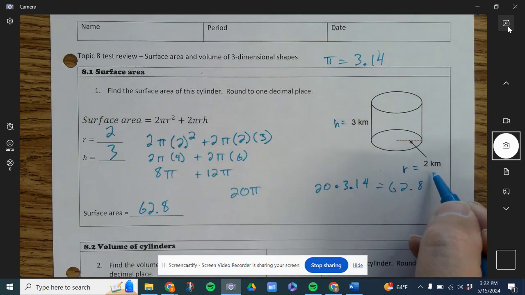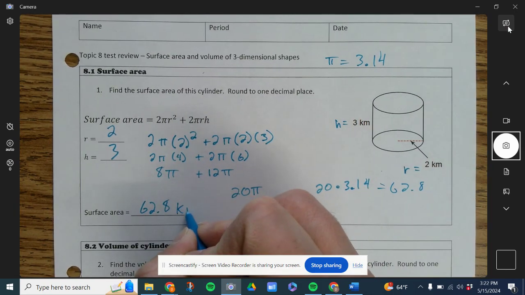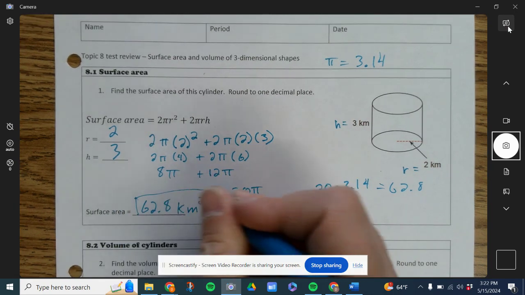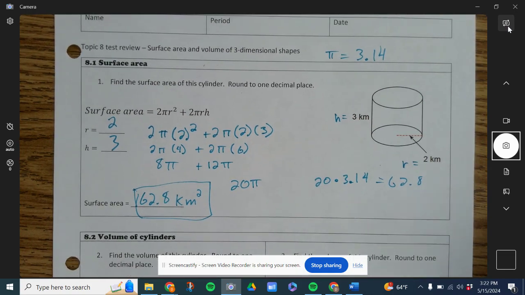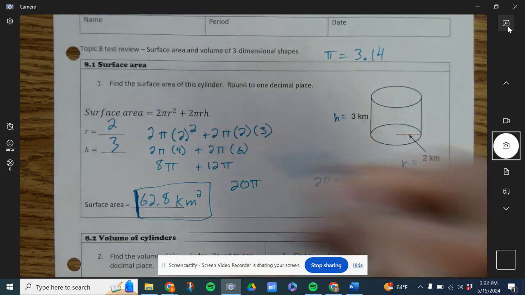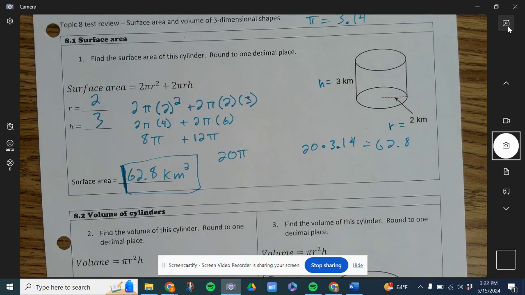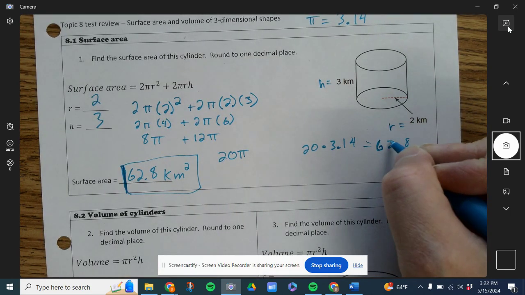Now this is kilometers squared because it's surface area, not volume. Okay. So it's a 2-dimensional shape, rather than a 3-dimensional shape. That's not 162, it's regular 62.